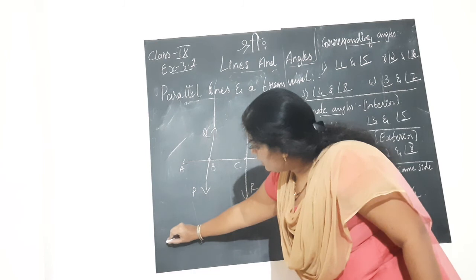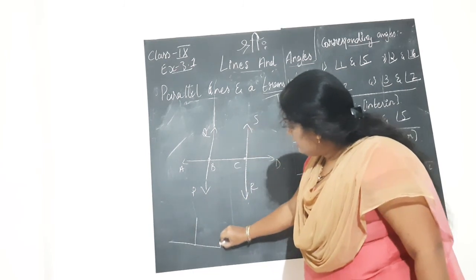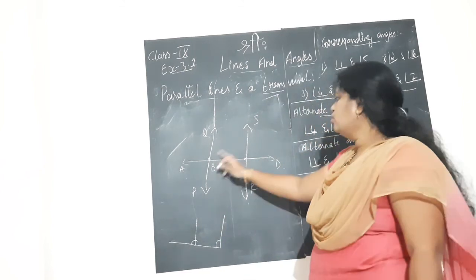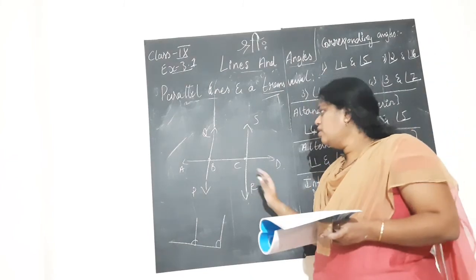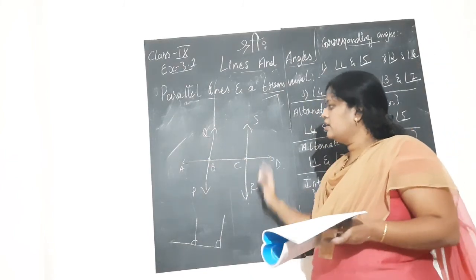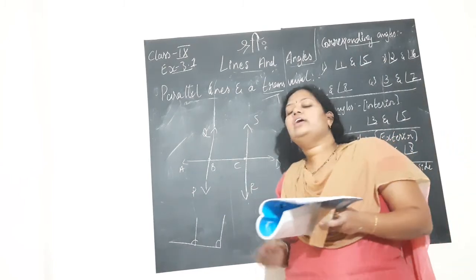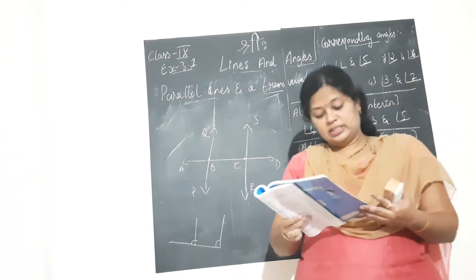Right, trace the line. Angle ABQ and angle BCS, either angle. Didn't we get the F shape? So those two are corresponding angles. If a transversal is intersecting two parallel lines, then the corresponding angles formed are equal. That is what axiom 3.3 states.